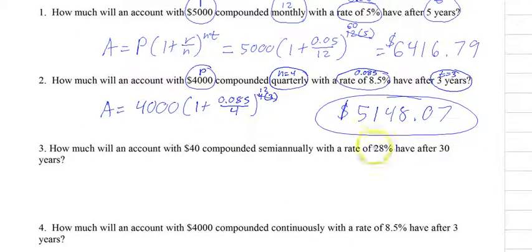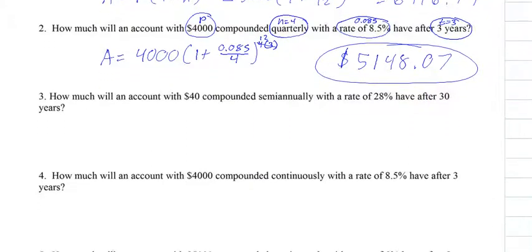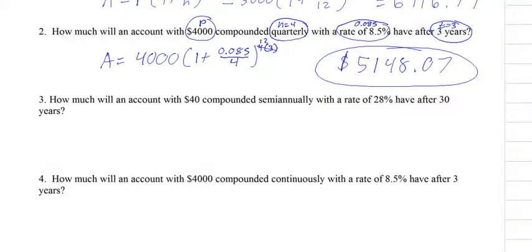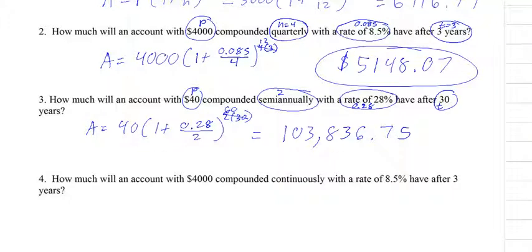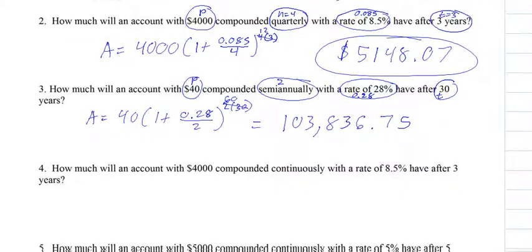This is my favorite just because look at the interest rate. You're going to put $40 in after 30 years. So give that one a shot. Number 3. Hit pause. Go for it. So it's $103,836.75. This is what credit cards are getting from you if you don't pay them off. And that's why high interest rates make a huge difference. But let's just say you could get 28% in your bank account. You invest $40, compounded semi-annually, which is only twice per year. It's all about the rate and the amount of time it takes. So this 30 years is what's doing it. But it's compounded interest.